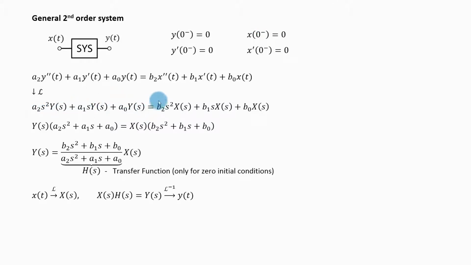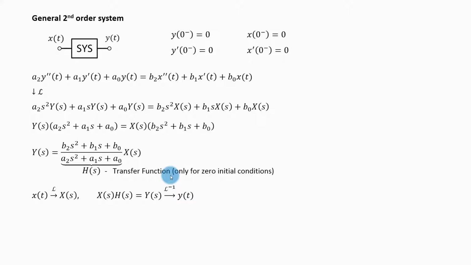A similar thing will happen on the right hand side of this equation, where I denote the Laplace image of the input x of t by the uppercase X of s. Now on the left hand side I can extract Y of s, and on the right hand side I can extract X of s. Then I can divide by this polynomial and I get this. The Laplace image of the output signal is given as the Laplace image of the input signal times some function of s, which in the Laplace domain we call the transfer function.